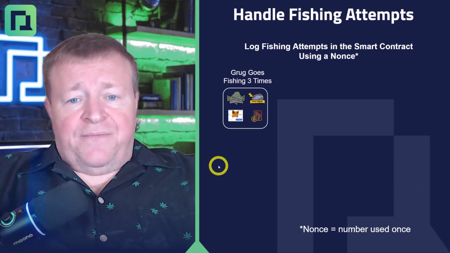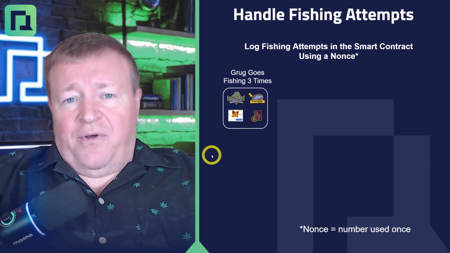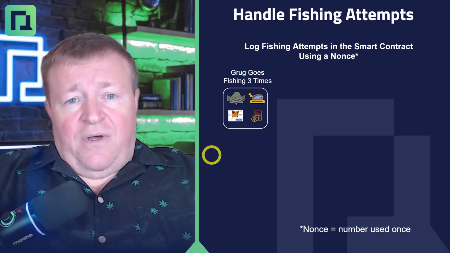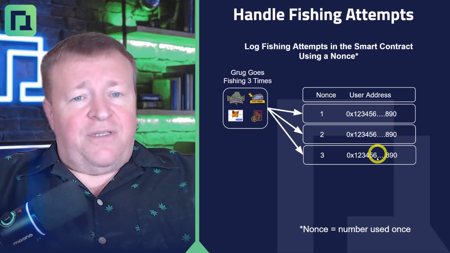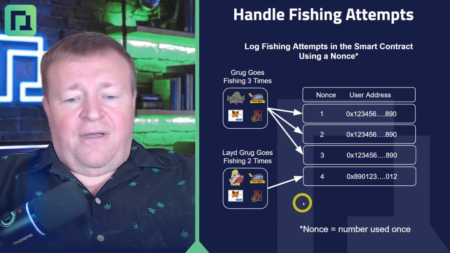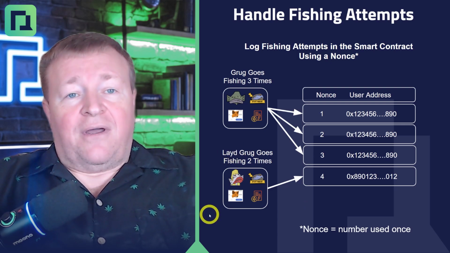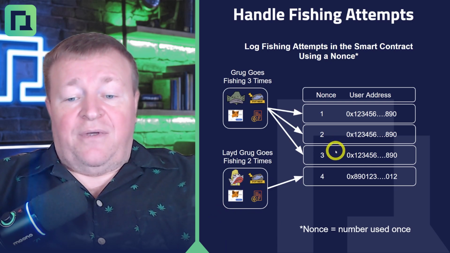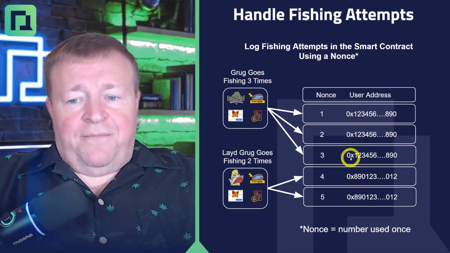So example. We're going to log fishing attempts in the smart contract using a nonce. Now a nonce is a number used once. So it's sequential, 1, 2, 3, 4, 5, 6, and it can only be used once. So Grug goes fishing 3 times. We had 3 different nonces with his user address. So we have an array. We had the nonce, we had the user address. And then Lady Grug goes, and yes, that's spelled right, it's Lady Grug. Goes fishing 2 times, does the same transaction, but ends up with 4 and 5. So nonce 4 and 5. So we've got 5 fishing attempts.